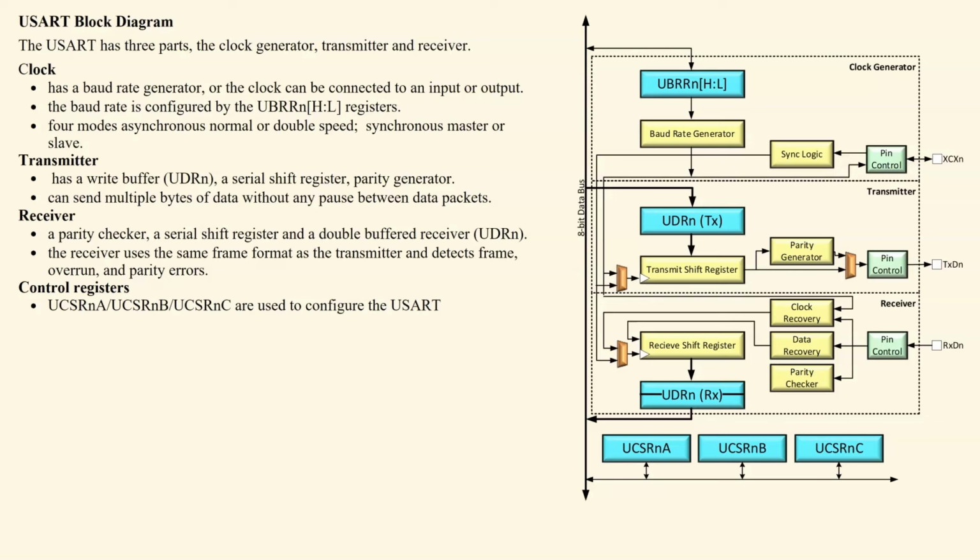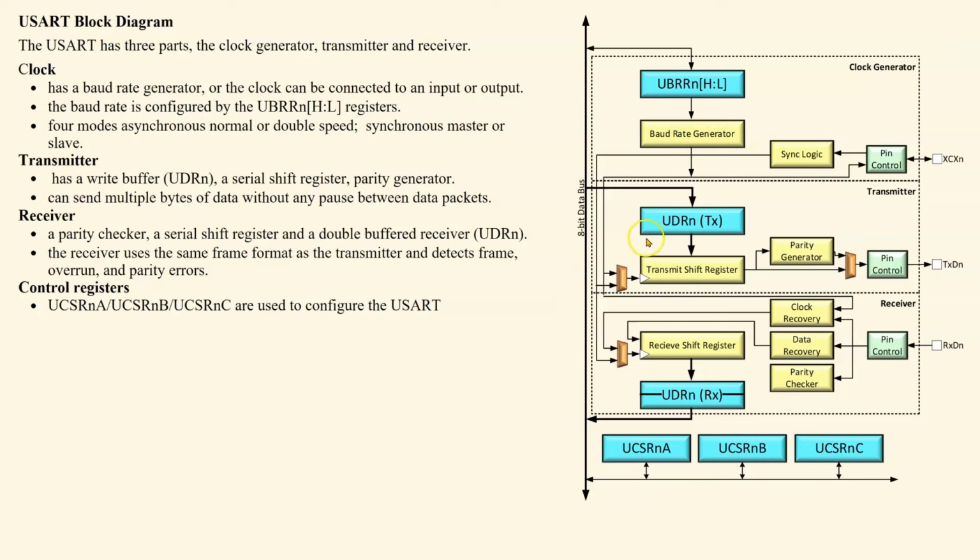Looking at the internal registers and the USART structure, we can see it's broken into 3 parts: the clock generator, the transmitter, and the receiver. The clock generator has a baud rate generator, which is controlled by the UBRRn registers. And then it has pin control, so we can use this for synchronous or asynchronous operation. It runs in 4 modes: asynchronous normal or double speed, synchronous master or slave.